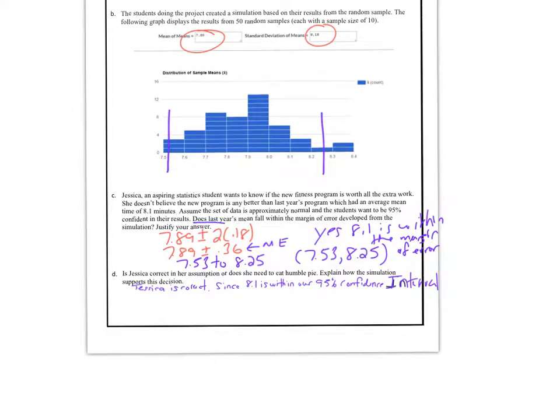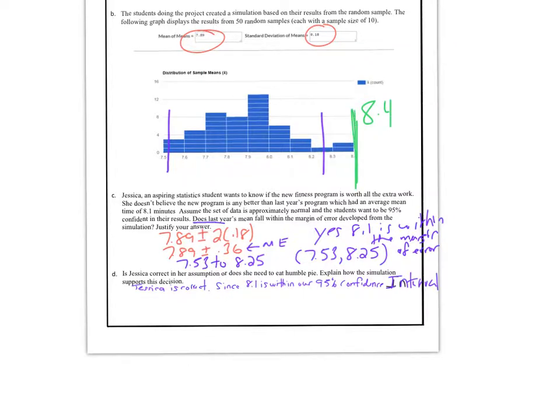So since Jessica doesn't believe the new program is any better, she can say, yeah, it's not. Anywhere in here would still be the same. The new program is in fact no better, because anywhere from here to here is the same as the 7.9, or could have been the same. Now, what happens if that number wasn't 8.1 and it was 8.4?